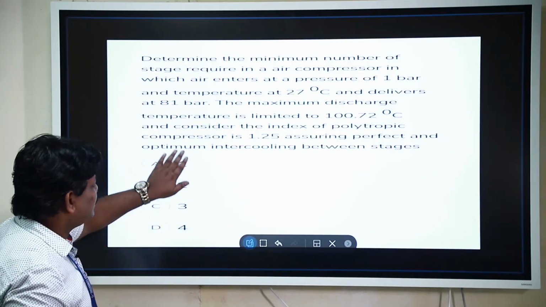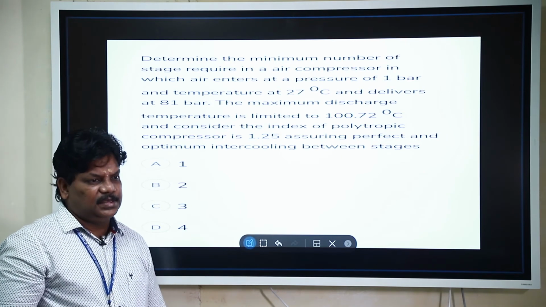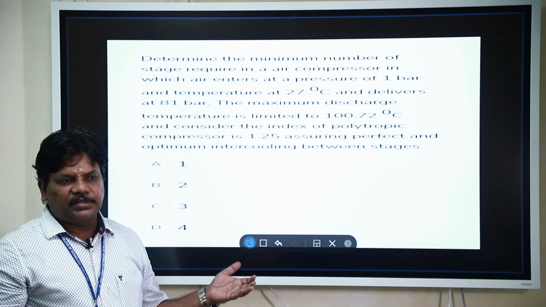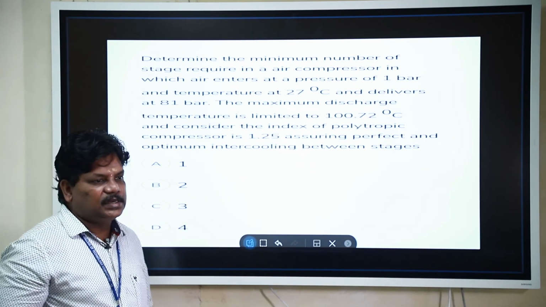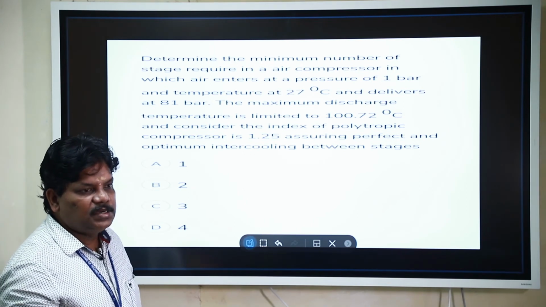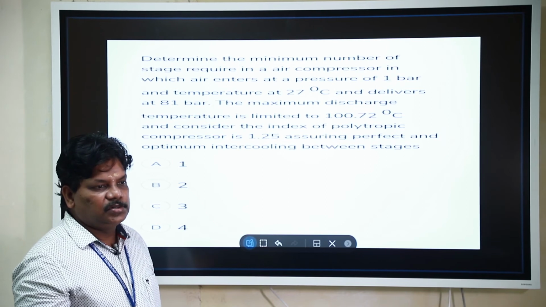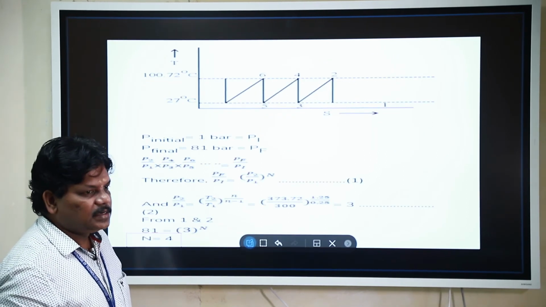So using the same formula for stages, P(x+1)/Px is equal to K power n. Use that formula to find the value of n. Or if you are in need of K, if the number of stages is known to you, you determine the value of K, that is the pressure ratio.